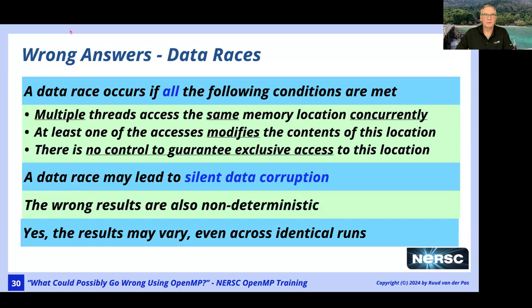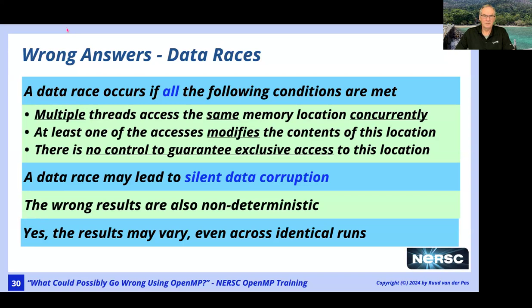The last category is a data race. It's the most common error in a shared memory parallel program, whatever it is, not necessarily OpenMP. You have a data race if all of the three conditions are met. There are multiple threads and they access the same memory location concurrently at the same time. At least one of those accesses modifies the contents of that memory location, and you don't do anything to control exclusive access to that location. You just let things happen.